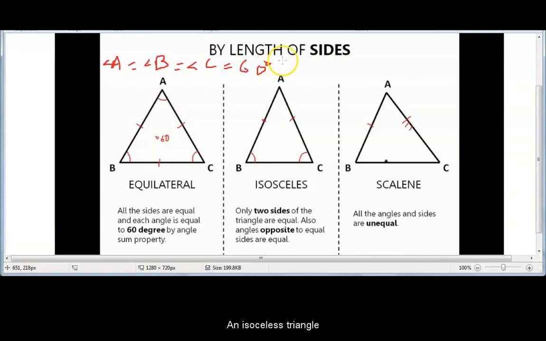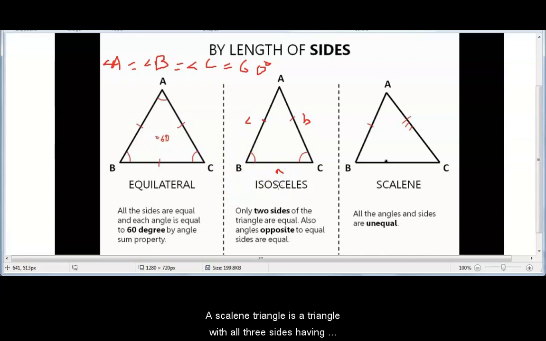Now, an isosceles triangle is a triangle with two sides of equal length. The two sides of equal length are AB and AC. Now, if this is an isosceles triangle, then we can say that this is side A, I beg your pardon, this is side B, and this is side C. B and C are equal, but side A is not equal to B or C.